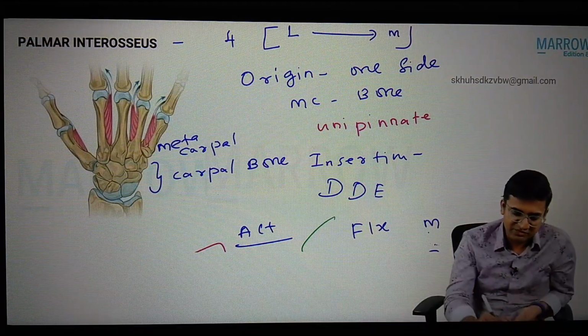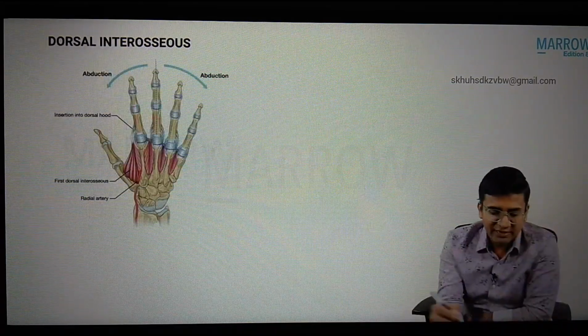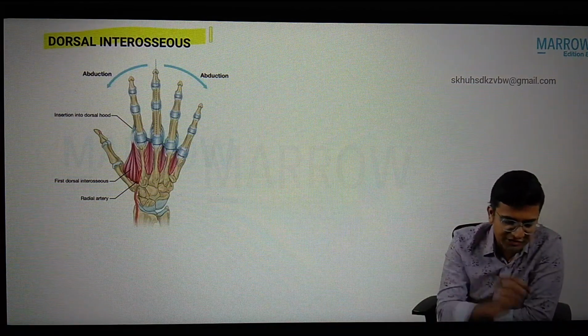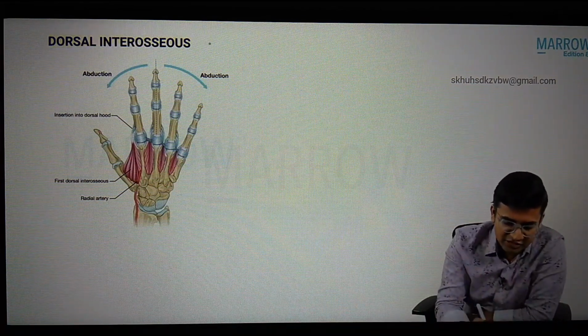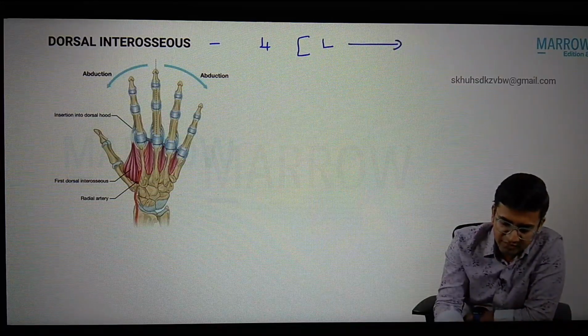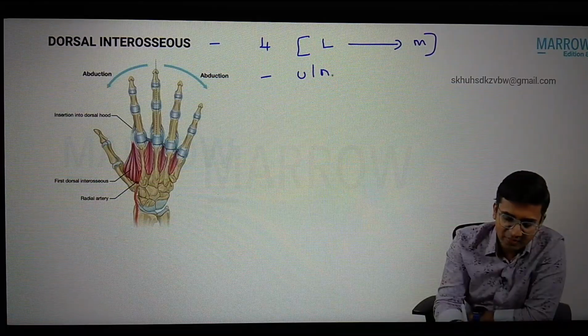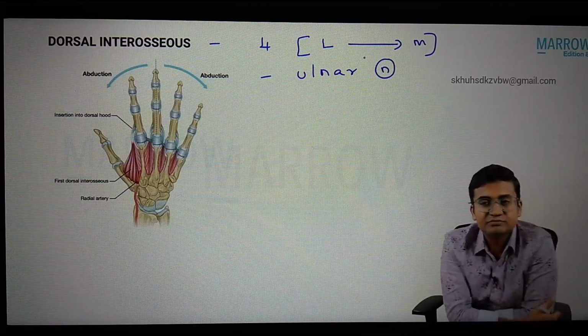Yes, palmar interosseous, origin from metacarpal bone, only one side, and going to DDE. Next, dorsal interosseous. Again, dorsal interosseous, 4 in number. They are named from lateral to medial. All the dorsal interosseous are supplied by the deep branch of ulnar nerve.